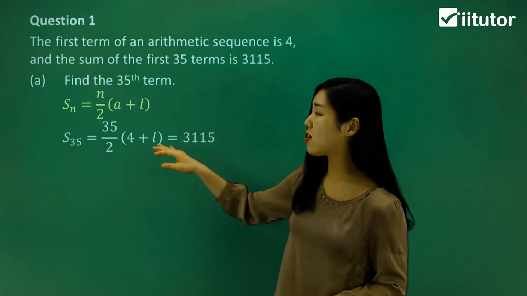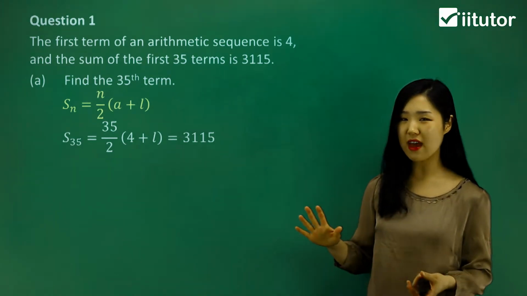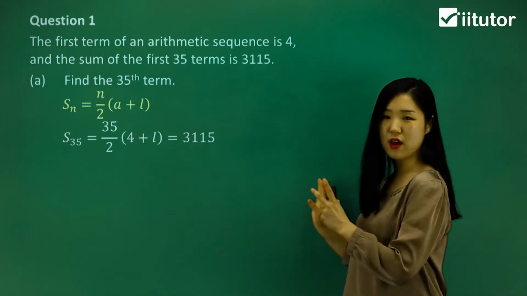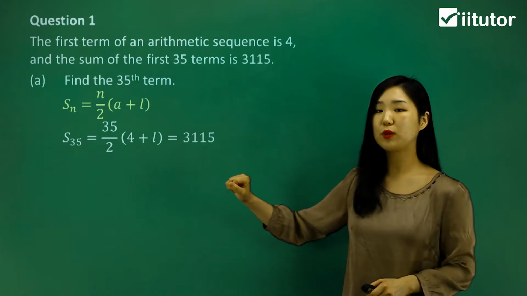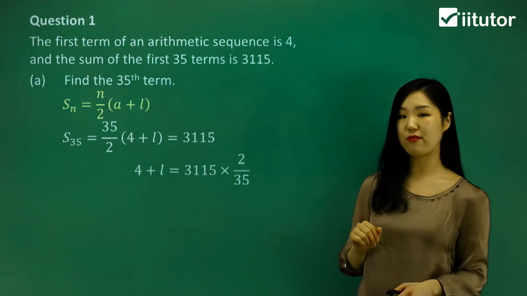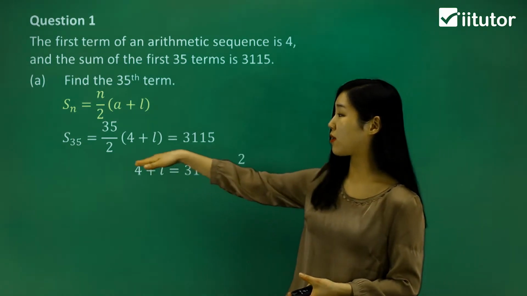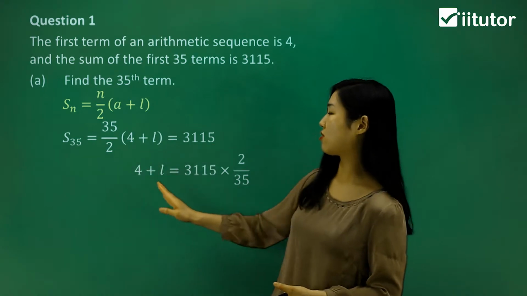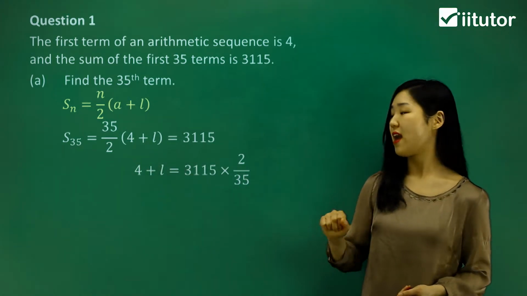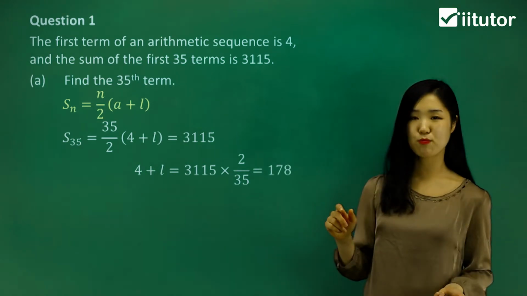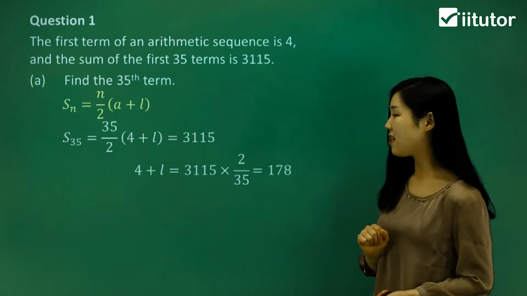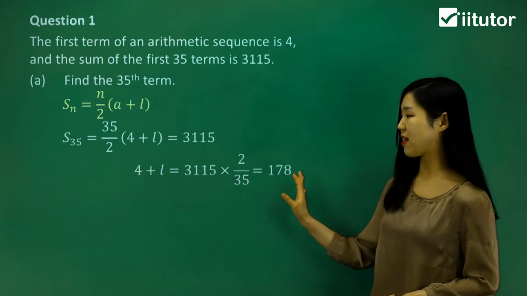Now, see how it has 35 on 2, guys? So to get rid of that, we're going to multiply both sides by the reciprocal. So see how it's 35 on 2? I'm going to multiply by 2 on 35, like this. Yes, so then the 35 on 2 is gone, and we just have the 4 plus L left. And let's simplify this, guys. You guys can just calculate it. What is that? That's pretty much just 178. So I've just simplified that to 178.